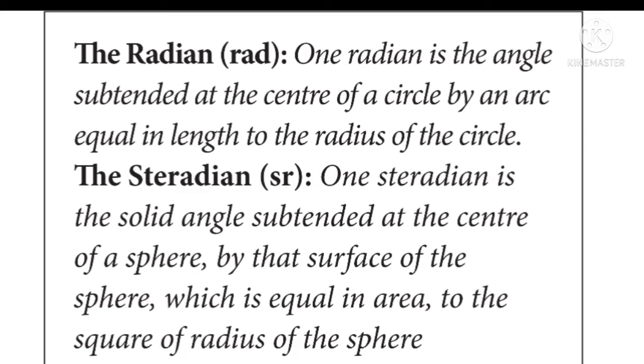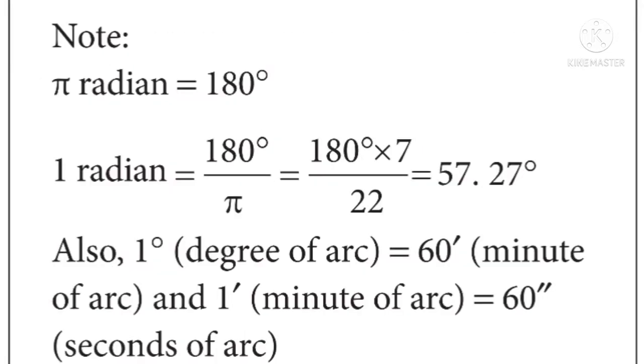Radian is represented as rad. Steradian is represented as small sr. Next, let us see some notes given in our textbook. Pi radian is equal to 180 degree.